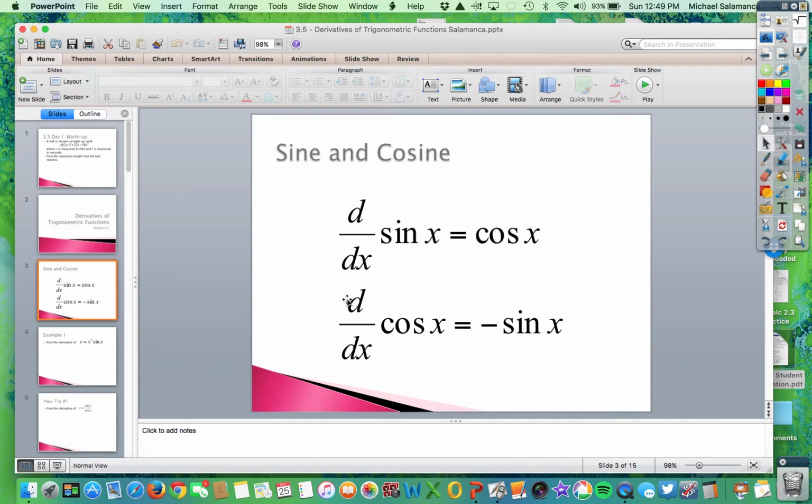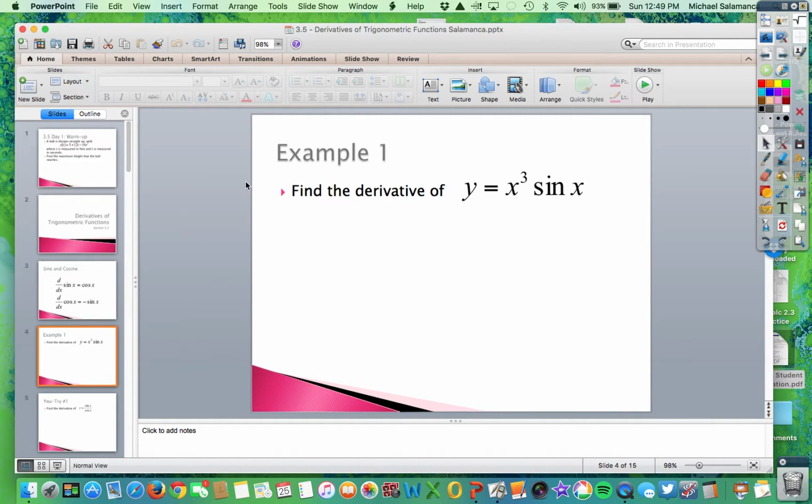So you definitely want to write this down and make a table, because we're going to give you a few more. We're going to give you the ones for sine, cosine, tangent, cotangent, secant, and cosecant. So make room for those. But let's do a quick problem with these derivatives that you just learned.